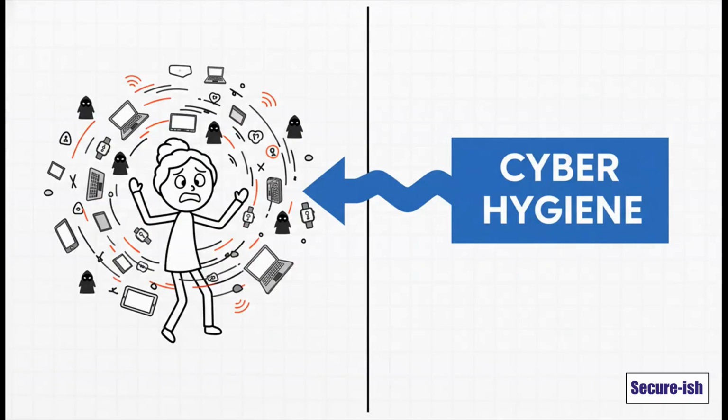So, we've just pointed out all the doors and windows. Your attack surface is probably way bigger than you thought. And I get it, that can feel a little stressful, but don't you worry. So how do we protect our digital house? The answer is a simple concept called cyber hygiene.